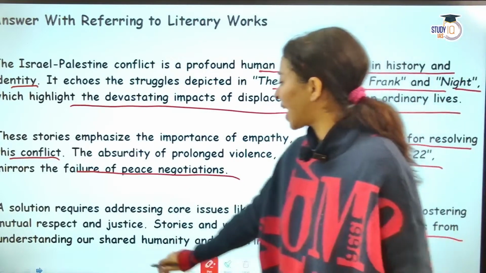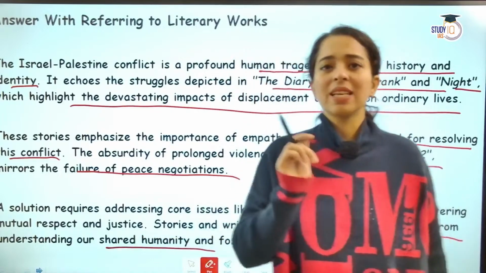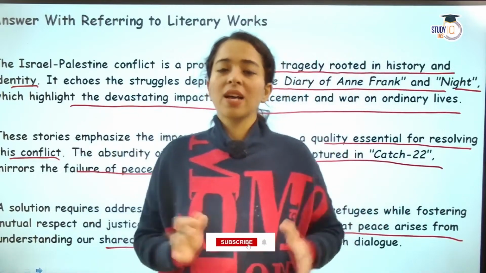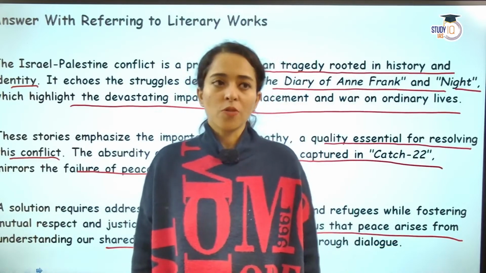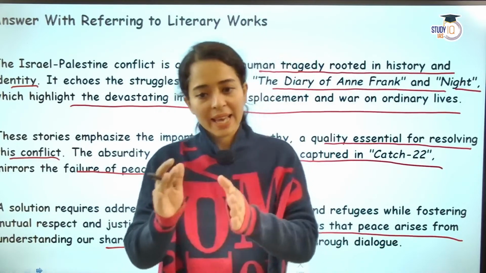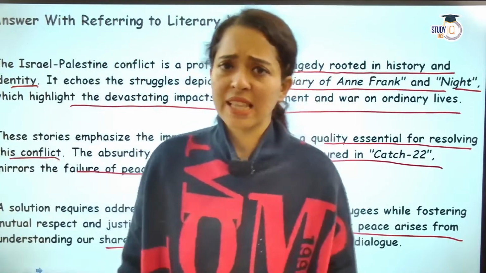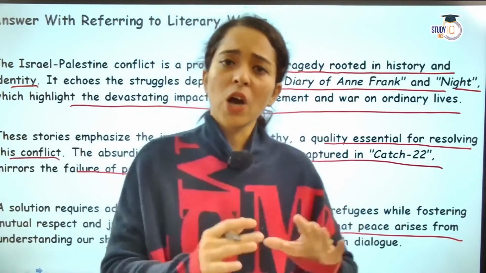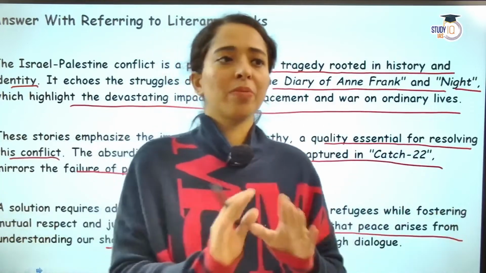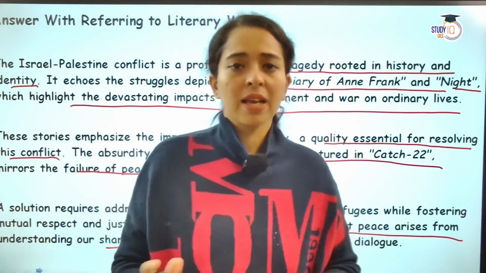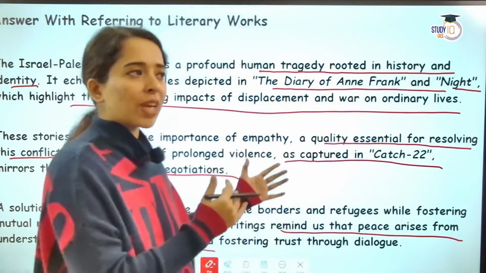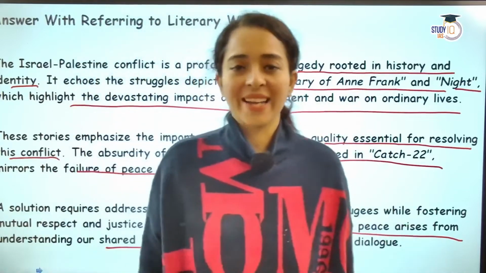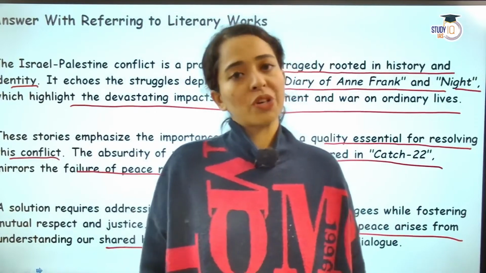So the solution requires addressing core issues like borders and refugees, while fostering stories and writings that remind us that peace arises from understanding and shared humanity. And this is how you are molding your answers in a manner wherein you are giving a sort of reference, because we have seen things in the past and we all know how answers can be framed by giving references. It can be a much better framed answer. I'm just giving you an example regarding this. So this is something that I want to discuss.